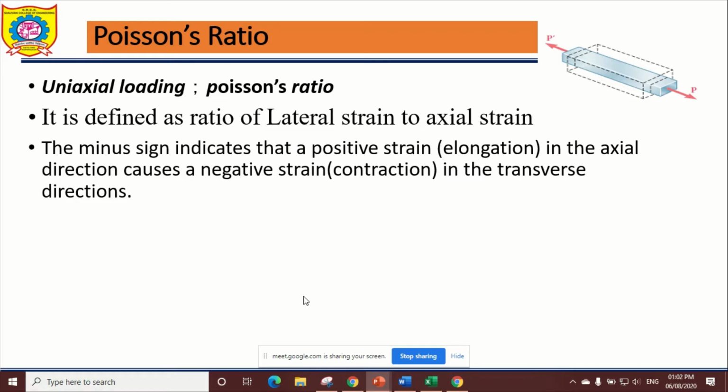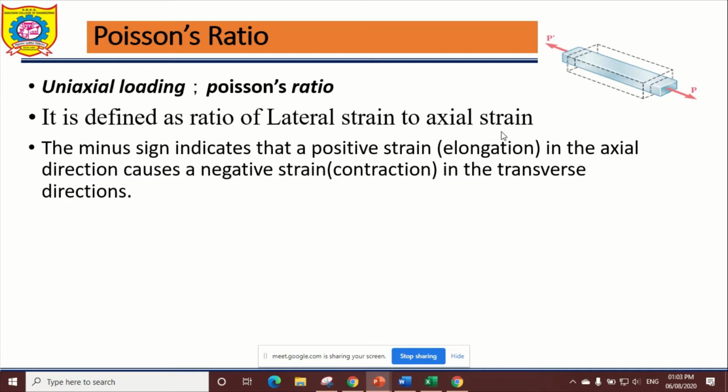Normally, suppose in this diagram the length is going to increase. What sign convention have we decided? When one side is going to increase, we use the positive sign, plus sign. When there is a contraction in the dimension, we use the minus sign. So the same thing here. The minus sign indicates that a positive strain in the axial direction causes a negative strain, a contraction, in the transverse direction.